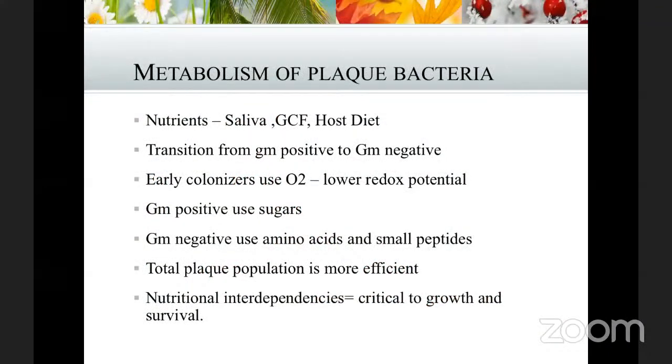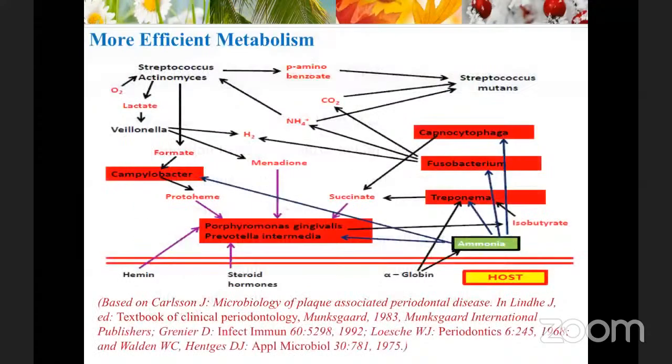Now the nutrients and metabolism of plaque bacteria. Plaque bacteria need nutrients from the saliva, and there are changes in oxygen. This is the second stage. The more efficient metabolism is shown in the classical study of Marsh, a schematic illustration of the metabolic interactions among different bacterial species found in plaque and between the host and plaque bacteria. These interactions are likely to be important to the survival of the bacteria in the periodontal environment.